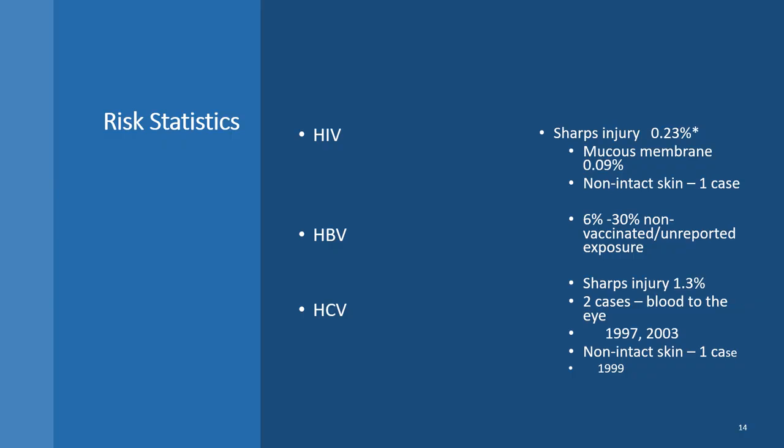For hepatitis C, the same descriptive sharps injury as for HIV, your risk is 1.3%. There have been 2 cases of transmission through blood splatter to the eye. One was in a jail in 1997. The other was in a laboratory in 2003. And 1 case through non-intact skin in 1999.